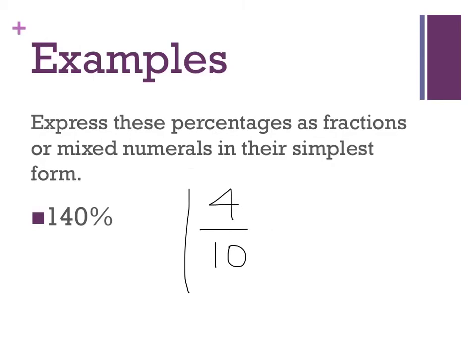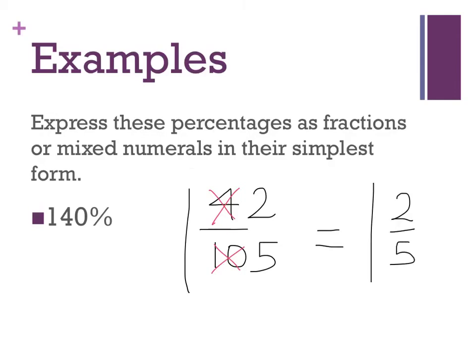Oh, but I can still see a number that goes into 4 that goes into 10, can't I? Oh, 2, of course. 2 goes into 4 twice, and it goes into 10 5 times. Okay, so 140% in its simplest form is 1 and 2/5. You always have to make sure you're writing it in its simplest form. So 1 and 2/5 becomes my answer for that one.